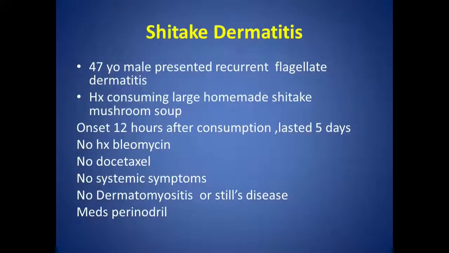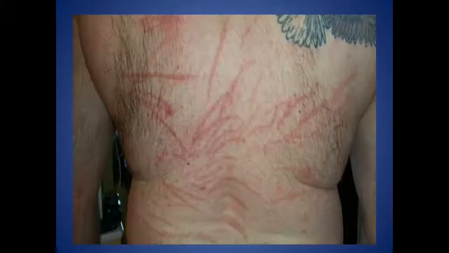And just to end, this is another interesting one. The difference between toxicity and allergy is that allergy is unique to that individual. It's a type 4 reaction. Toxic reactions can happen to anybody. They're universal, if you meet the threshold to elicit the response. So this fellow came in, a 47-year-old gentleman with this flagellate dermatitis, like he had been whipped. And it came on about 12 hours after consuming this homemade soup that he made with shiitake mushrooms.